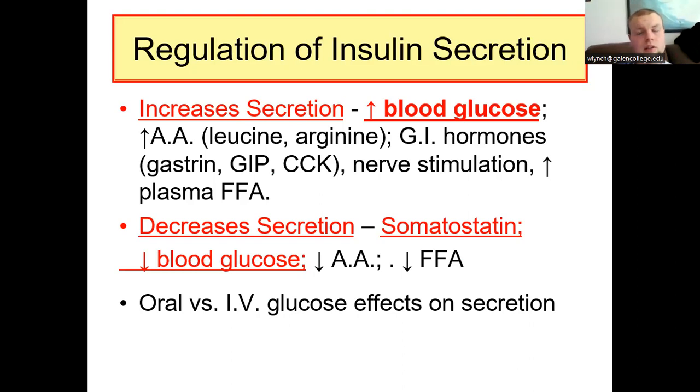Somatostatin is going to decrease the amount of release. So somatostatin is going to be inhibitory when it comes to insulin. We also have a decrease in blood glucose. This is going to lead to a decrease in insulin secretion, as well as decreases in amino acids and free fatty acids.